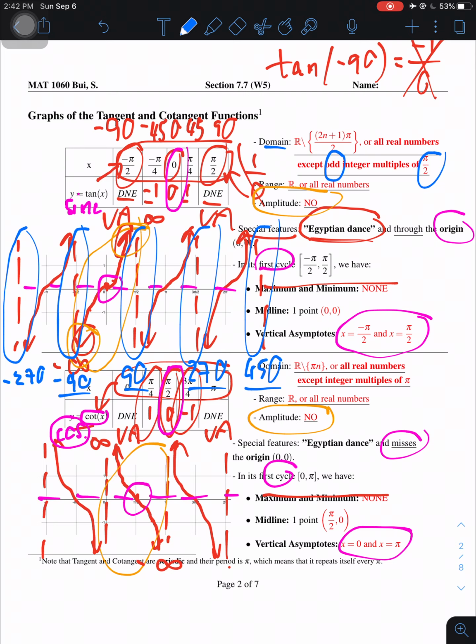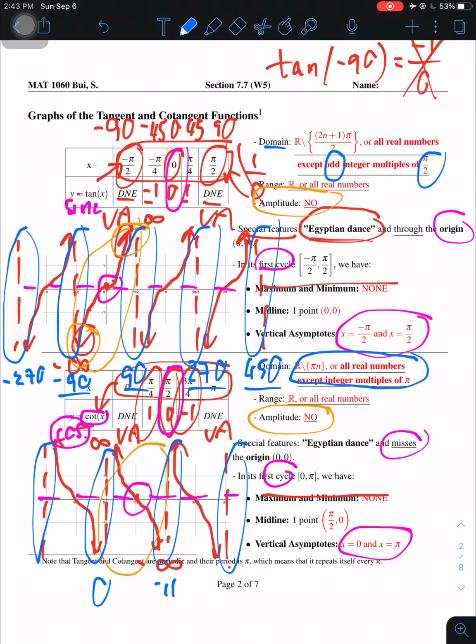And then similarly for cotangent, the domain can take any value except for those vertical asymptotes right there. Let's put them into values. We're going to have a 0 in here, a pi in here, and a 2 pi, right? And in here it's going to be a negative pi. If you extend to the right hand side, it's going to be 3 pi, 4 pi, 5 pi, and so on. And if you extend to the left hand side, you get negative 2 pi, negative 3 pi, and so on. So in here, it can take any value except for the integer multiples of pi.